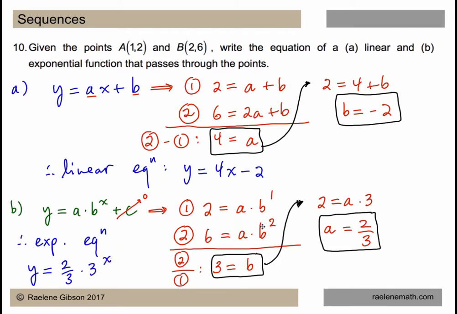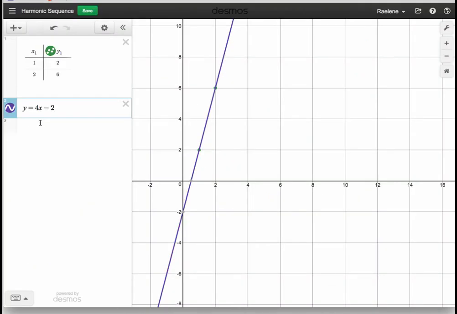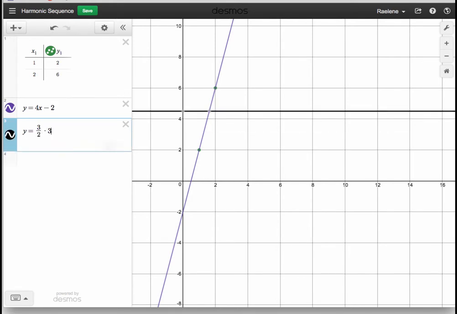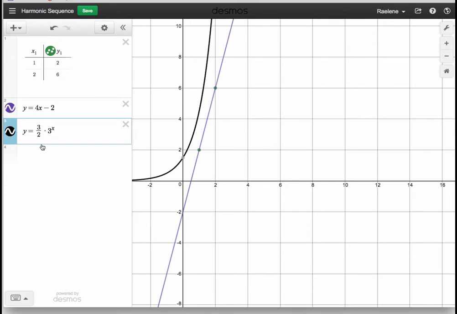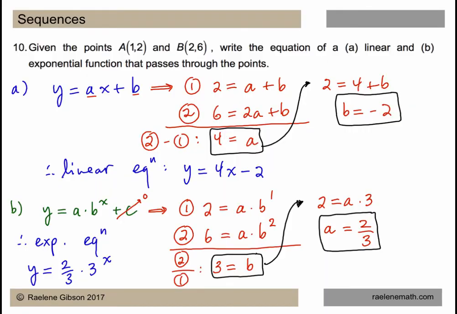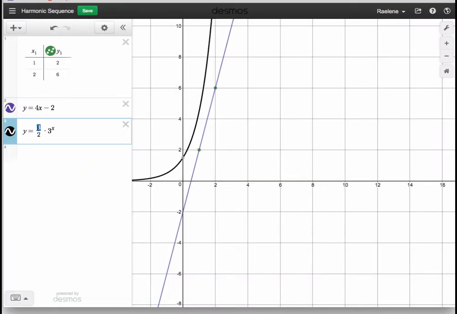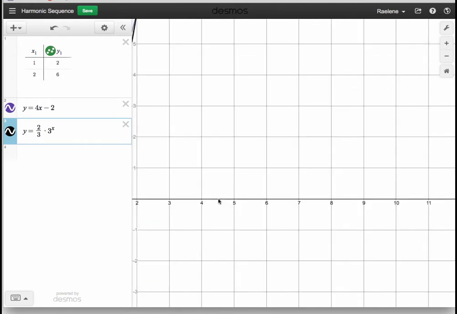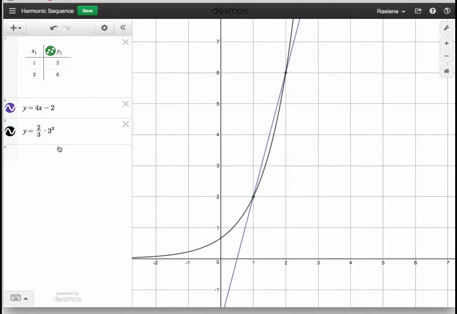So if we take a look now at our graph, we can come up with an exponential model y equals 3 over 2 times 3 raised to the exponent of x. And let's just check to see if we had a mistake here. I think the a value is 2/3, wasn't it? Yeah. So we go back and just rewrite that. 2 over 3. And we see that we indeed have the exponential function going through those 2 points.